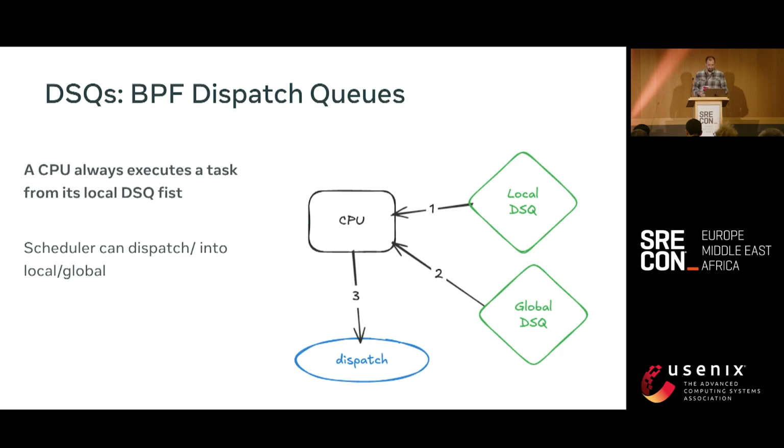So how do DSQs actually dispatch and run tasks? A CPU always executes a task from its local DSQ first. So the order of operations is consume from your local DSQ, consume from the global DSQ, and if that doesn't have any tasks to run, it calls the dispatch function.